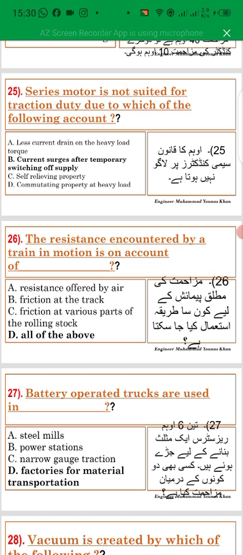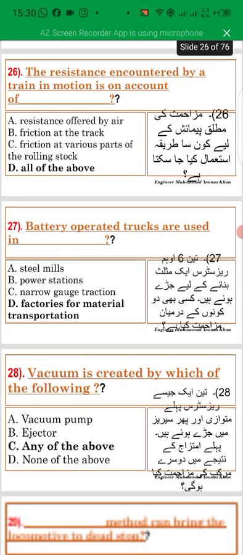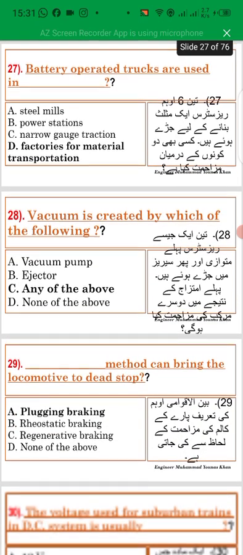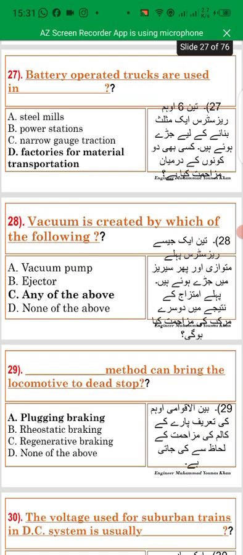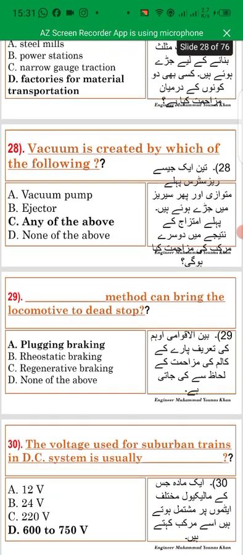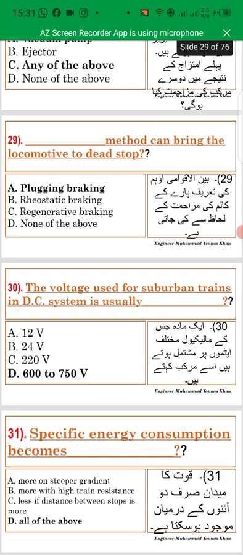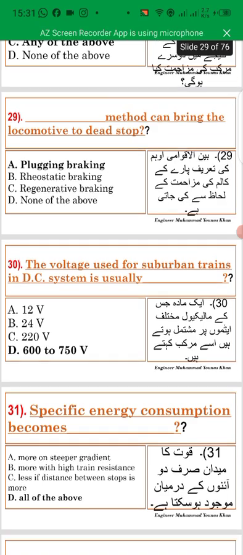Series motor is not suited for traction duty on account of which of the following? Current surge after temporary switching of supply. The resistance encountered by a train in motion is on account of resistance offered by air, friction at the track, friction at various parts of the rolling stock. Battery operated trucks are used in factories for material transportation. Vacuum is created by which of the following? Vacuum pump, ejector. Plugging braking method can bring the locomotive to dead stop.